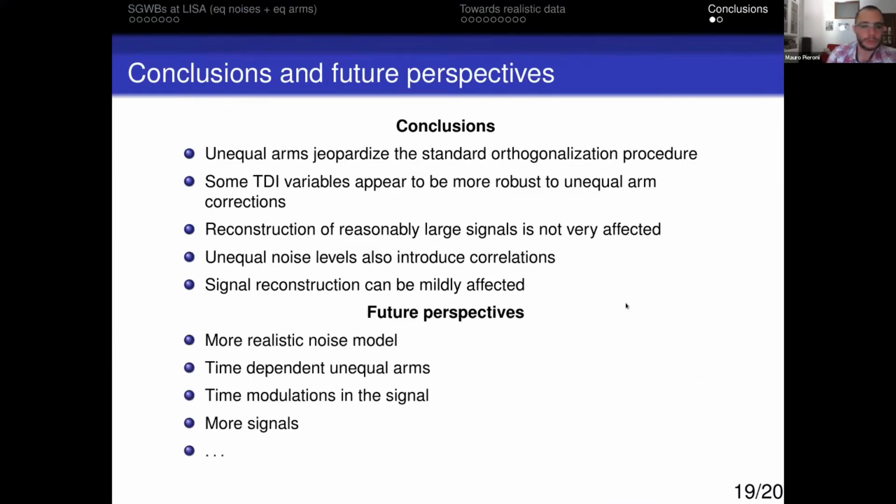Concerning future perspectives, here I made a bunch of assumptions. In principle, we would want to drop as many of those as possible in the future, take more realistic noise models, allow for time dependencies all around, which are neglected. So there's a lot of work we should be doing. And that's pretty much it.